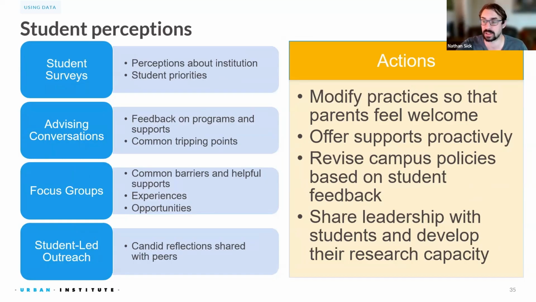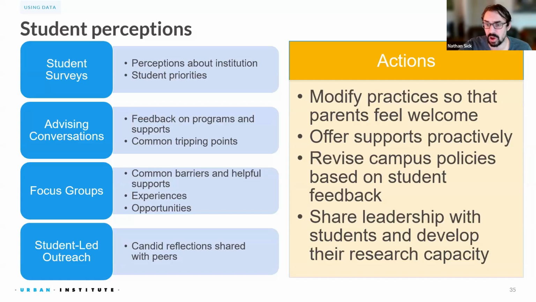So you can run student surveys to see perceptions about the institution. How do they feel about life on campus for parenting students? Student priorities. You can have advising conversations to gain feedback on programs and supports and common tripping points. You can run focus groups to find common barriers and helpful supports, to learn about experiences and opportunities. And you can do student-led outreach to get candid reflections shared with peers.